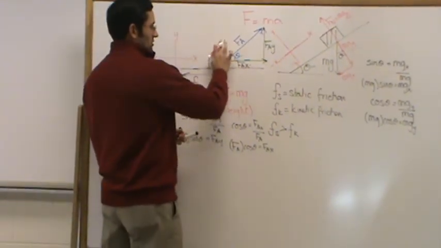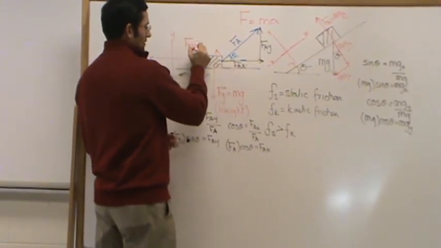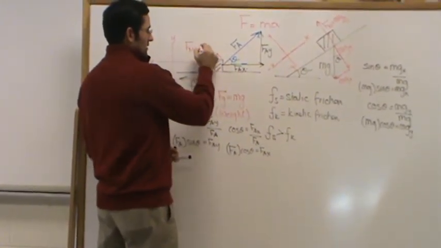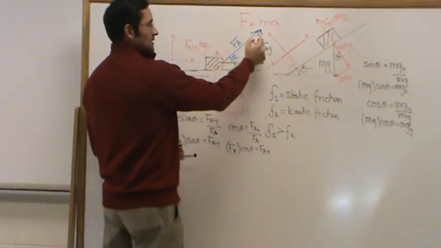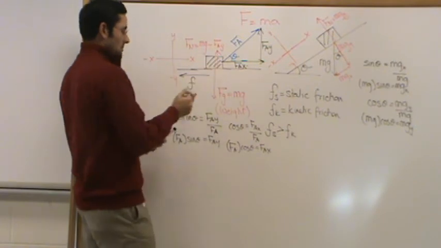The normal force will be the force of gravity downwards minus the applied force upwards. So it's going to be mg minus Fay.